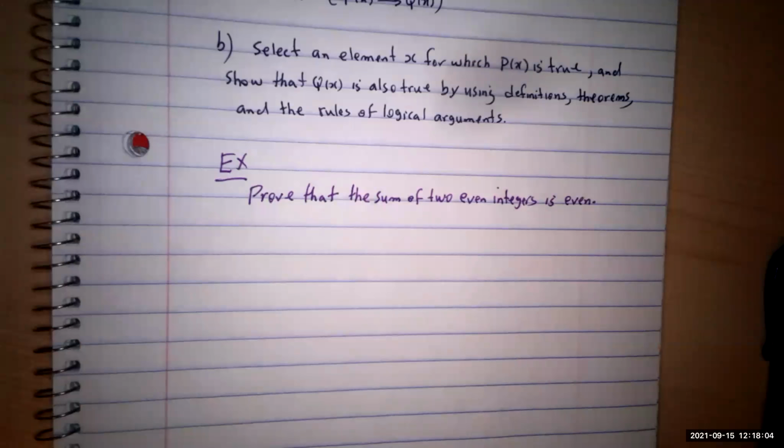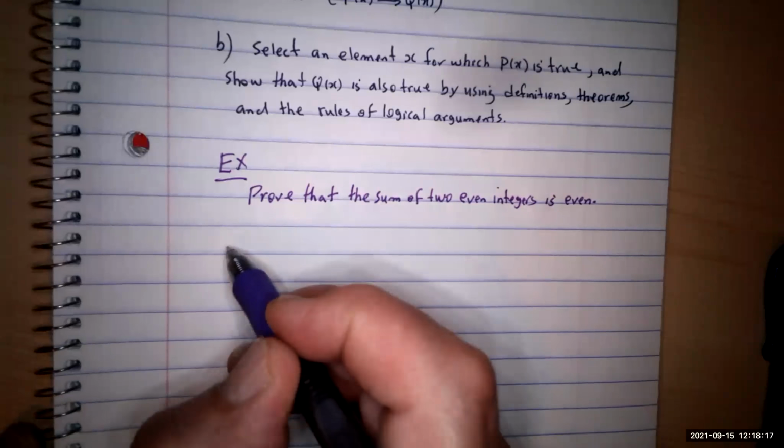The sum of two even integers is even. You want to prove this one. Okay, this is the direct proof. Are you ready? This is how you prove it.